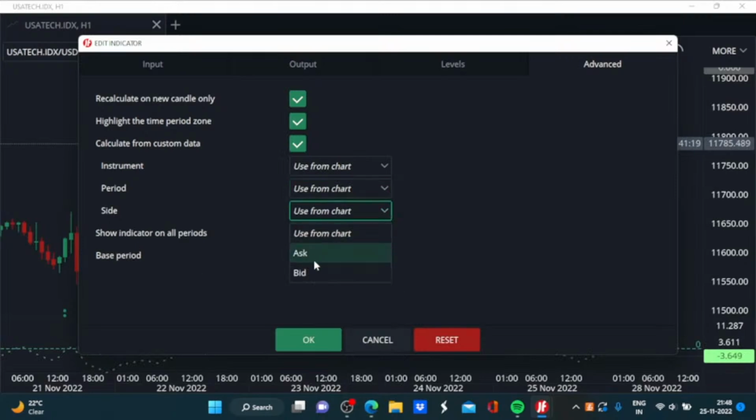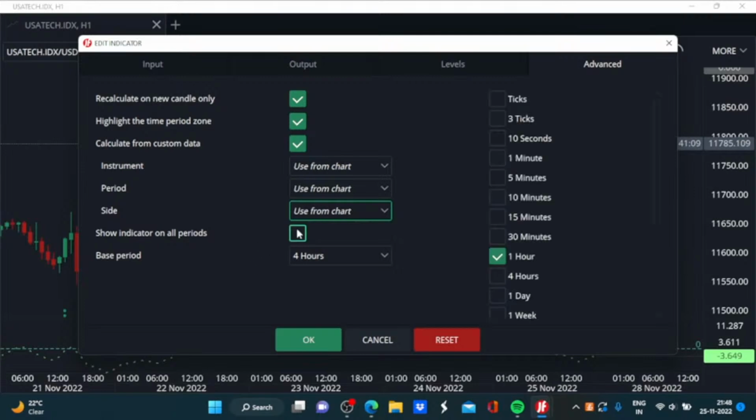The spread side can be asked or bid. There will be slight difference depending on which spread side you use. If you want the indicator to be available on all the candle periods, you can use that as well. If you want it to be available only on specific time frame, then accordingly you will have to select on which time frame you want this indicator to be available.